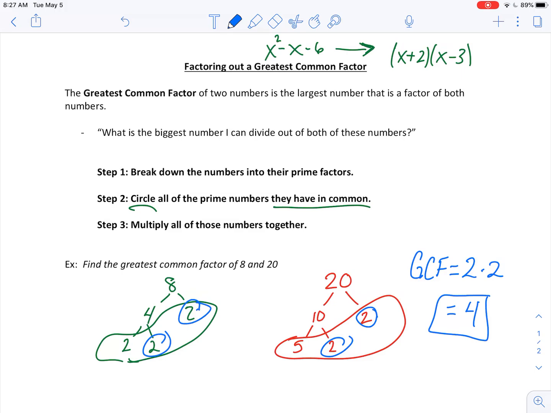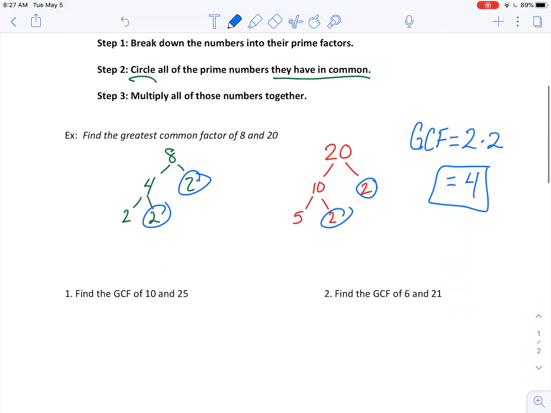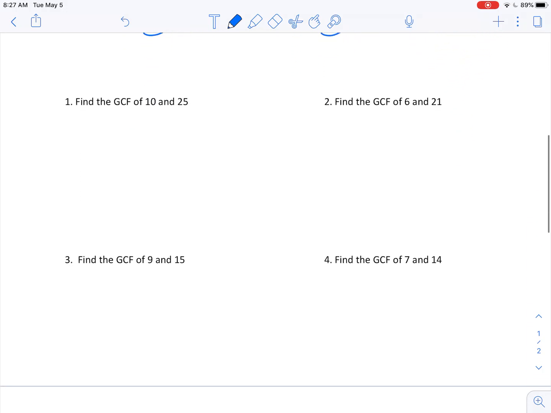So we broke it down into all its prime factors. We circled what they had in common at the end of these trees. And then we multiplied 2 times 2. Let's try a couple more.